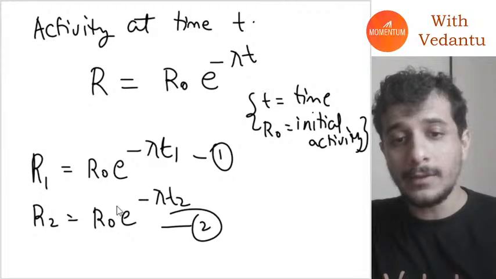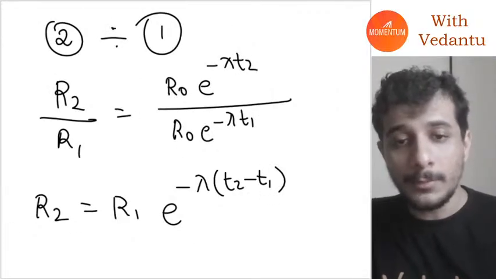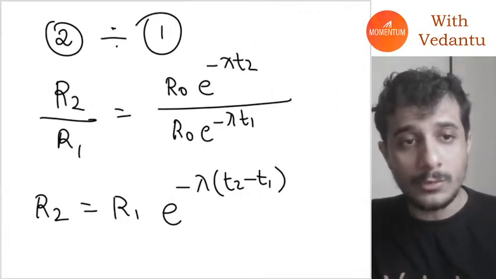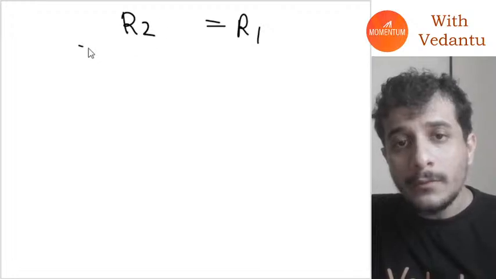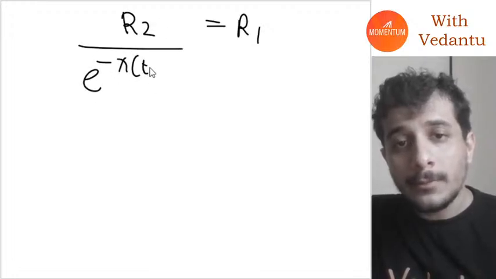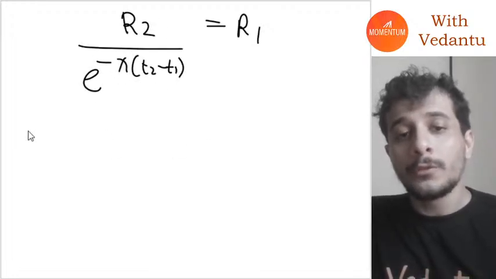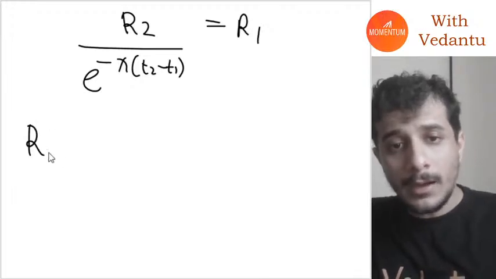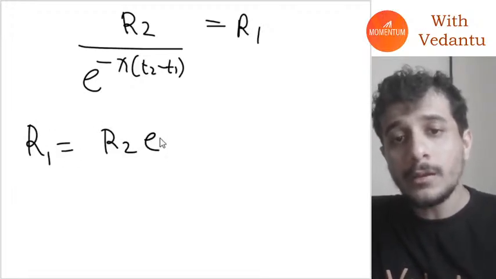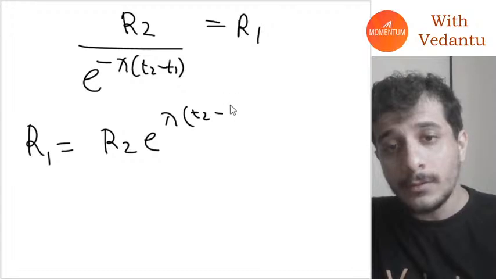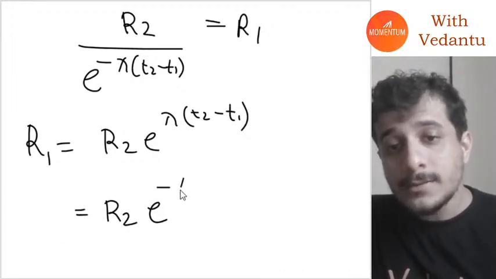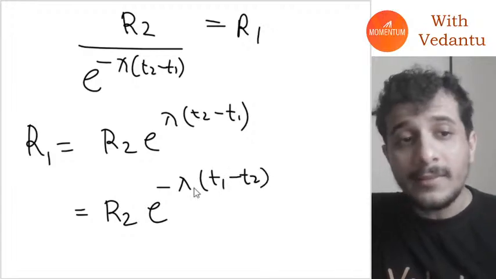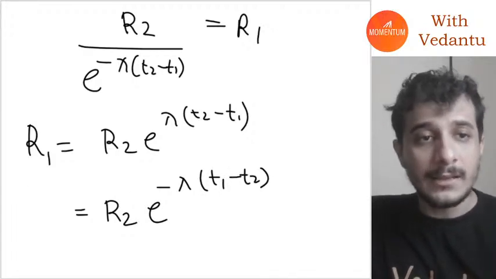I will cross multiply here. I can write R1 is equal to R2 divided by e raised to the power minus lambda times T2 minus T1. So R1 can be written as R2 e raised to the power lambda T2 minus T1, or it can also be written as R2 e raised to the power minus lambda T1 minus T2. Let's see if any of these options is there in the book.